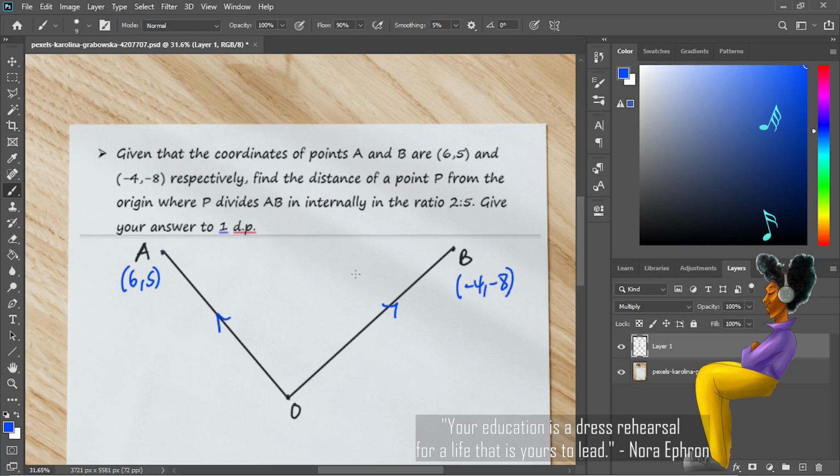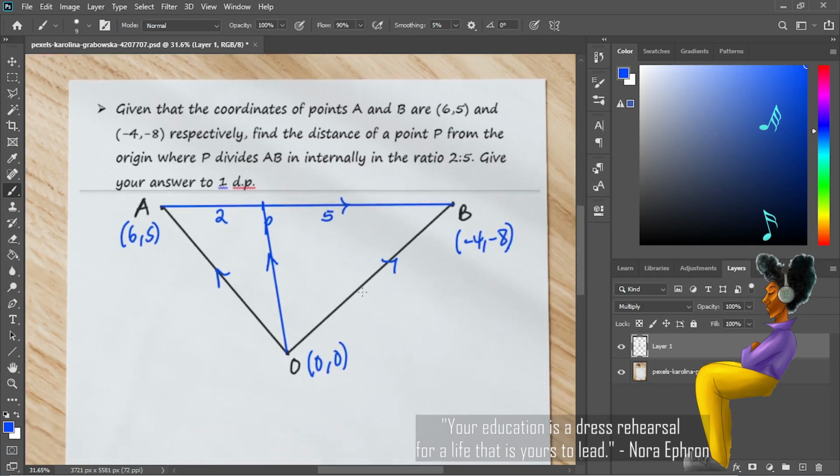So there's a vector connecting these two, A and B, because you have been told that the line AB is divided in the ratio of 2 to 5 by P. So there is P somewhere here, dividing this internally in the ratio of 2 to 5. If you want to know the position vector of P, we'll have to consider the vector OP coming from the origin, and keep in mind that the origin is the point (0, 0).